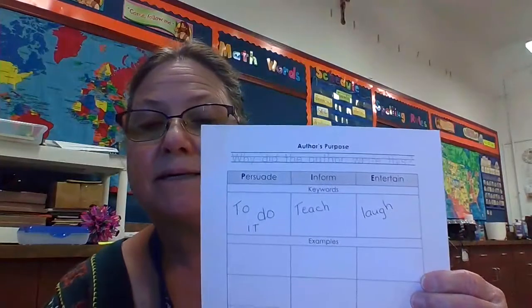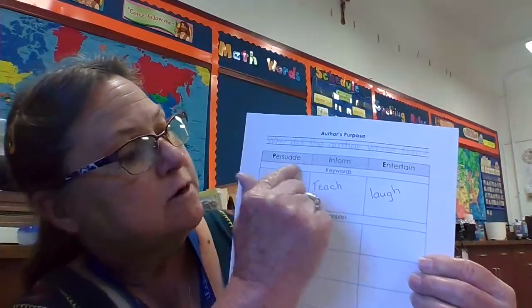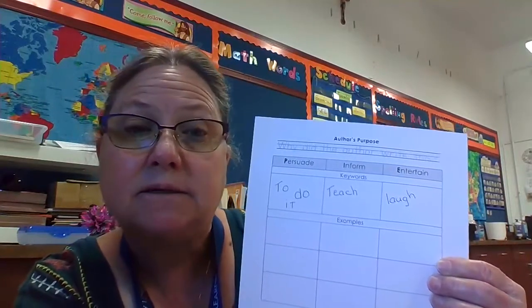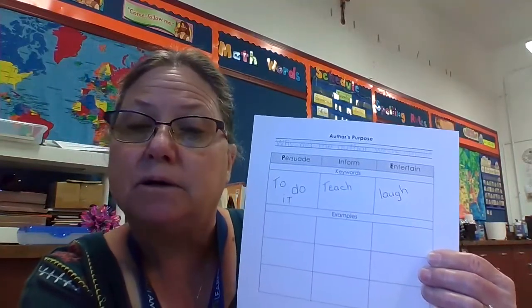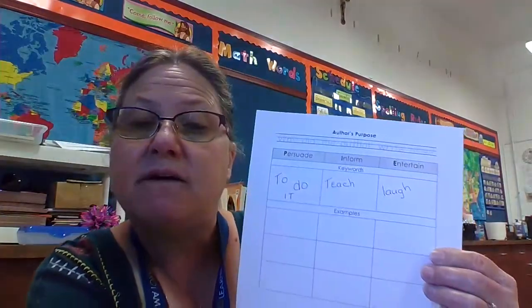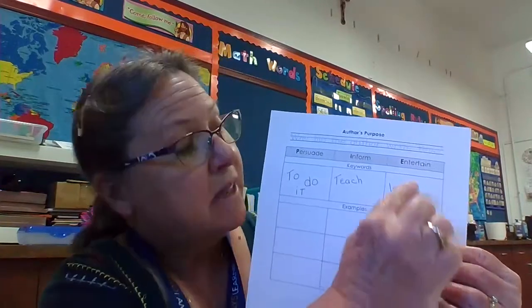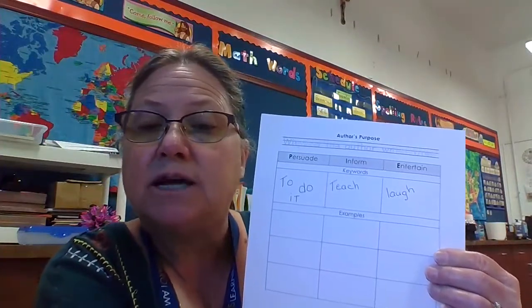Okay, on the Author's Purpose page, up at the top in the gray boxes, the first one here says persuade. Persuade, that's a big word. Then the middle one says inform, and it has a capital I there. And then the last one is entertain, that capital E. Another thing we can call this is author's pie.